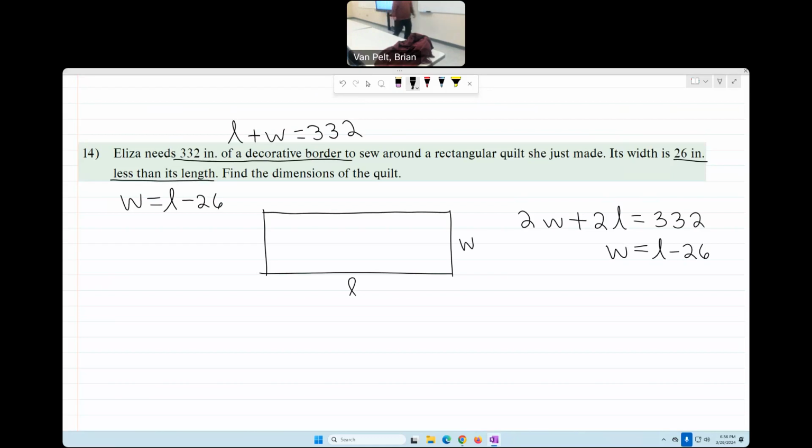Now, with that said, what method do you think you'd use to solve this? Substitution. It almost seems like it's inviting you to substitute, isn't it? Take this and put it into that spot. Did anybody notice you can divide this whole equation by 2? I'm not going to bother with it. So I'm going to replace my W with L minus 26. So I have 2 times (L minus 26) plus 2L equals 332.